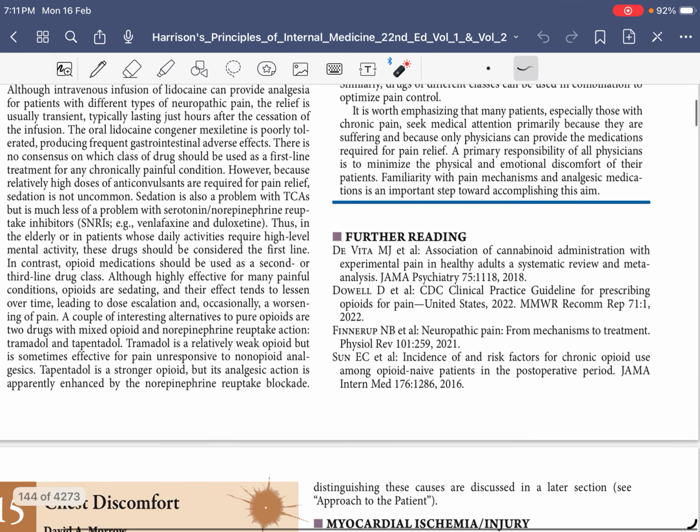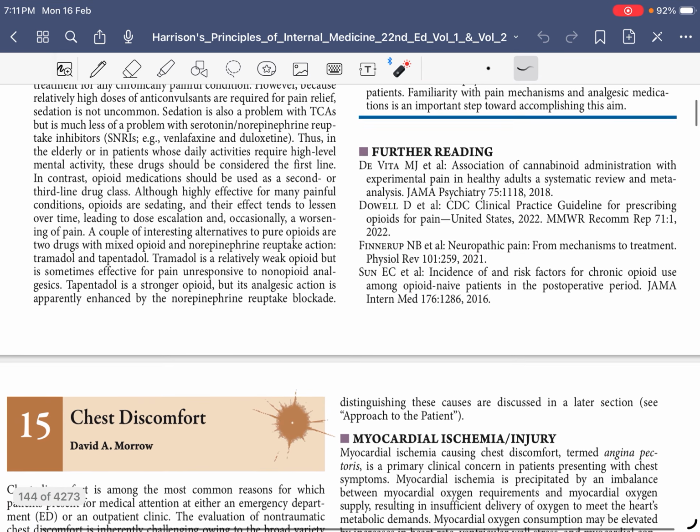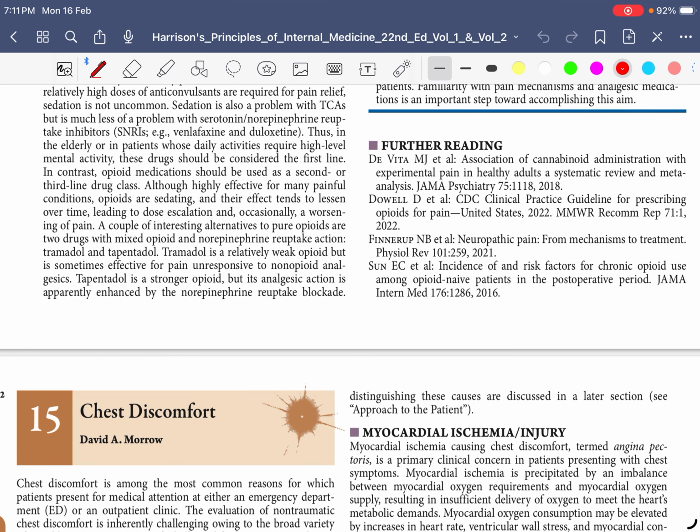ओके. सो आज हमारा यहाँ तक पूरा ख़त्म हो गया. आज का डेट कितना है, 16 फरवरी 2026. टाइम 7:11 PM है.